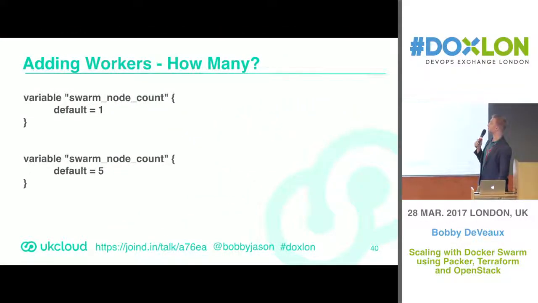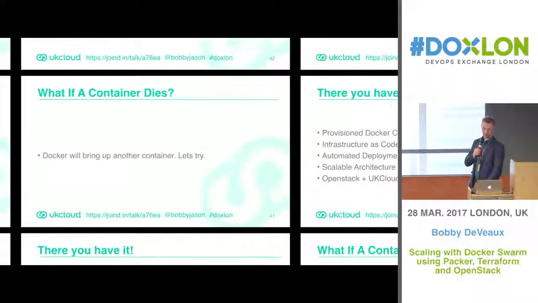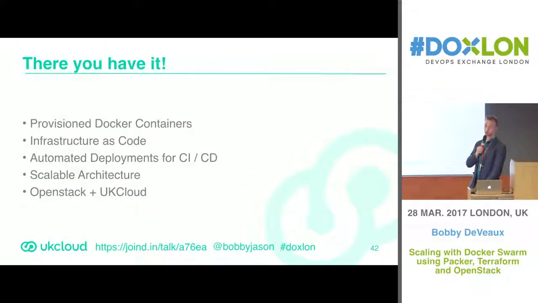And here is my little config file where you can put in either 1 or 5, or I've actually got it set to 10 nodes. So you can basically grow your infrastructure using Terraform, and by using the cloud init stuff in Terraform and in cloud native infrastructure, which is part of OpenStack, you can grow your Docker Swarm elastically as well, along with your infrastructure. And that's about it, really. There you have it. Provisioned Docker containers, infrastructure as code, all automated deployments. It's all scalable, and it's all available to do on OpenStack and UK Cloud.